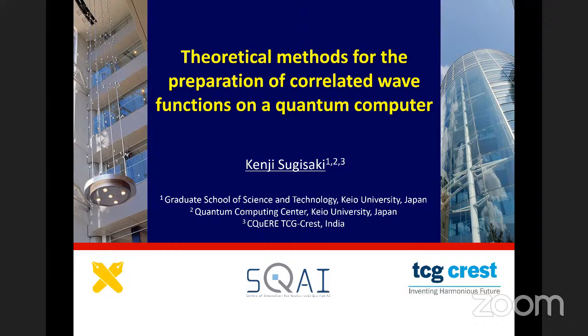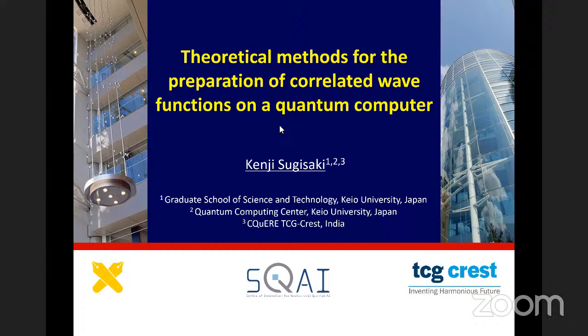It's basically based on the quantum phase estimation algorithm. But for the quantum phase estimation algorithm, we have to prepare some good approximate wave function, which has a large overlap with the target electronic state. So the big question is how to prepare such a correlated wave function on a quantum computer. So today I'm going to talk about this point.